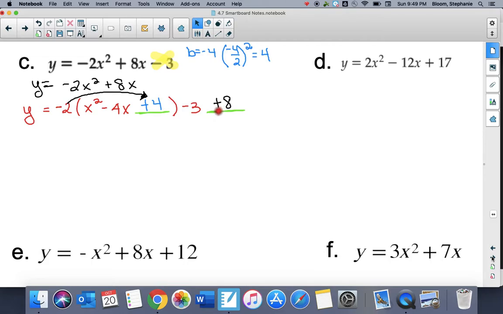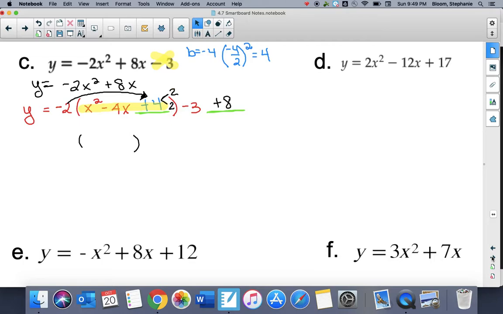Okay? So now once again, I'm looking at the trinomial. So when I look at this and I do this trinomial, I'm looking for, once again, two numbers that are the same.